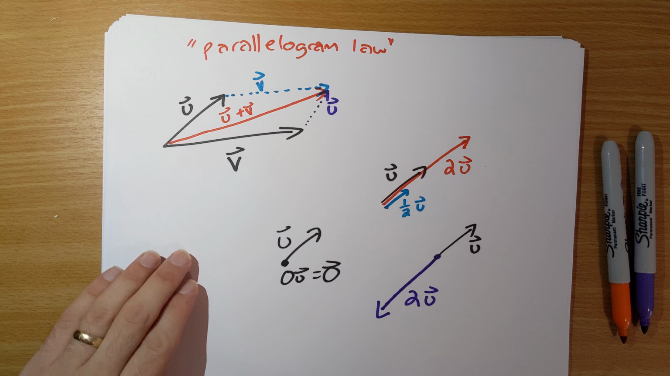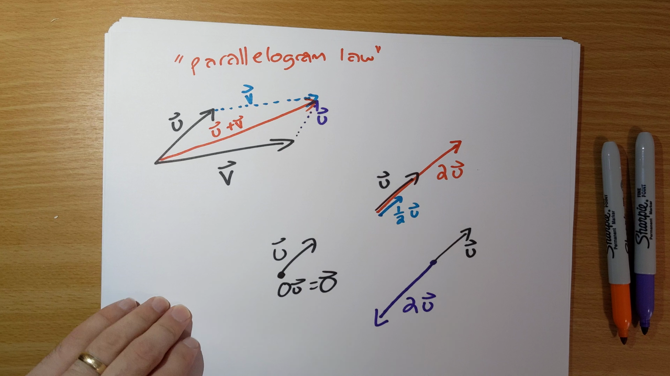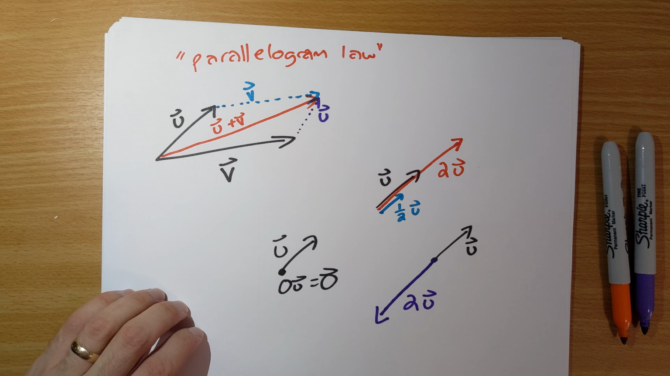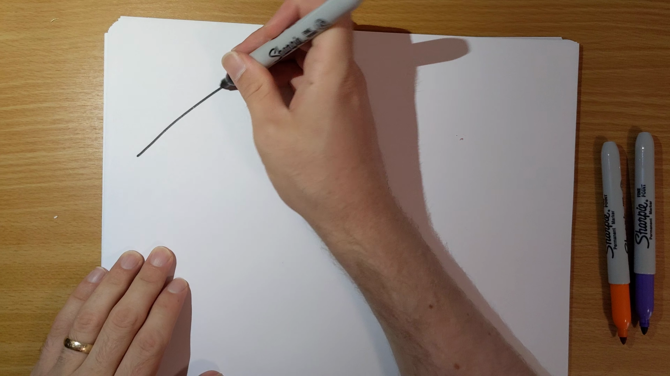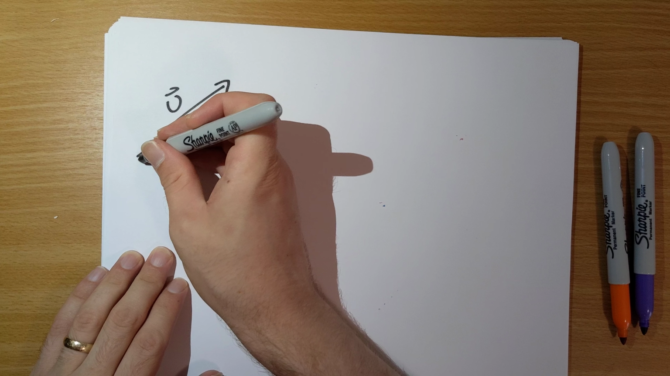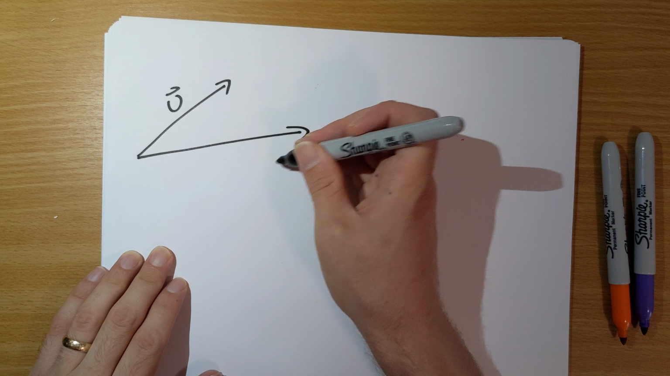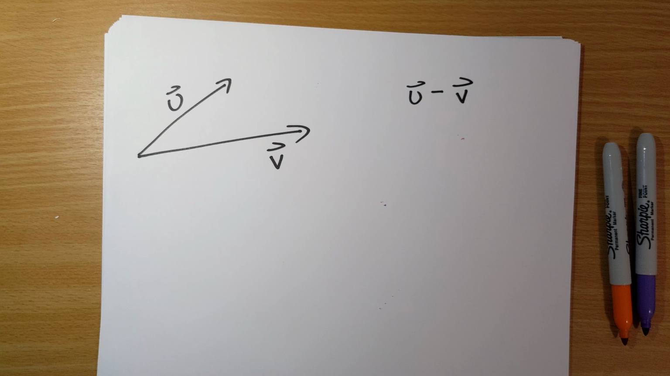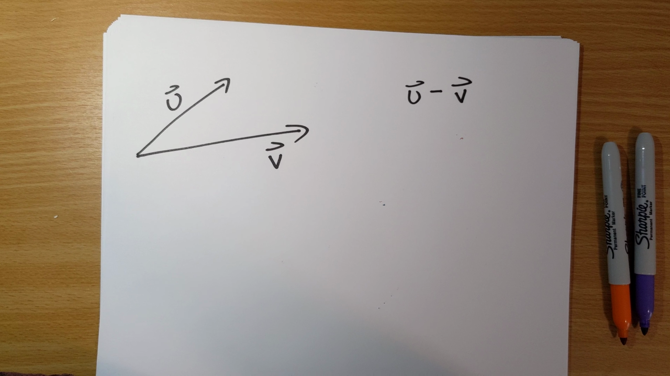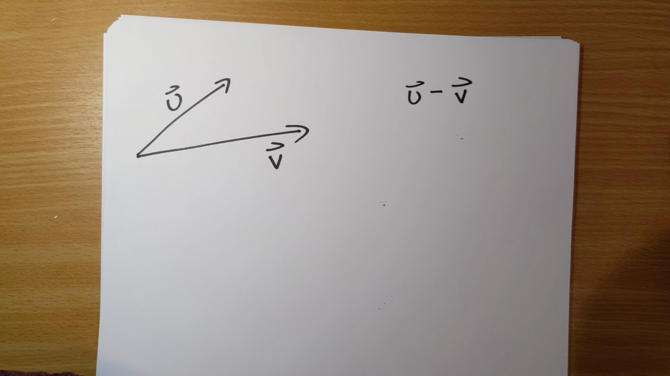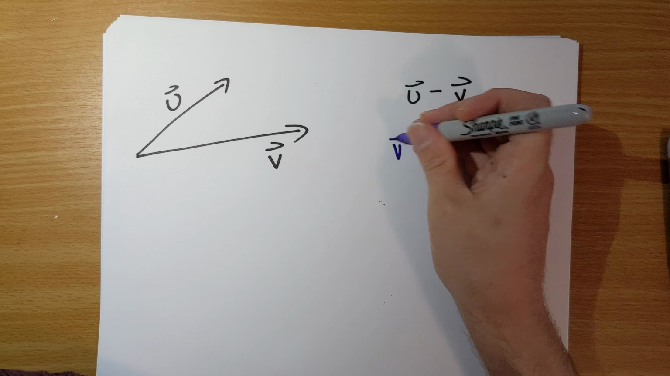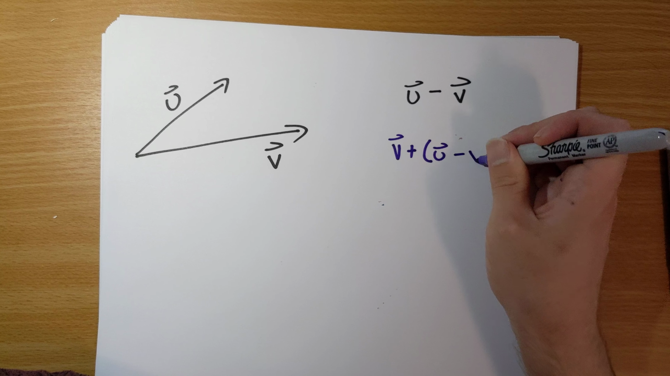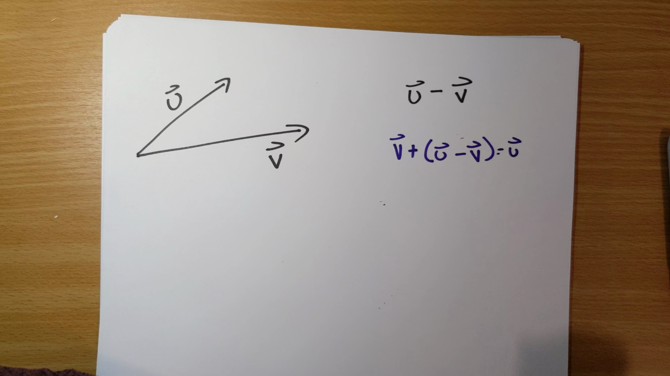Okay, those are some pictures. I talked about vector addition, scalar multiplication. Let me do one last picture for vector subtraction. So if this is u and this is v, and we want to do u minus v, the idea is that we want to construct it in such a way so that v plus u minus v gives us u.